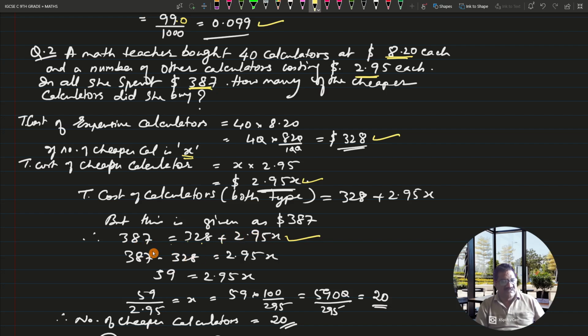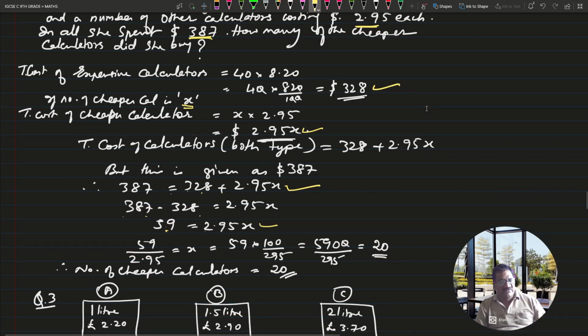You know how to solve it. So this 328, I am going to take it on the left hand side. So 387 minus 328 equal to 2.95x. Now 387 minus 328 works out to 59. So 59 will be equal to 2.95x, right? So x will be what? It will be 59 upon 2.95. If you work out this 59 upon 2.95, you will get x. Now this 2.95 can be written as 295 upon 100. But it is in the denominator, so I can do one thing: 59 I can multiply by 100 upon 295.